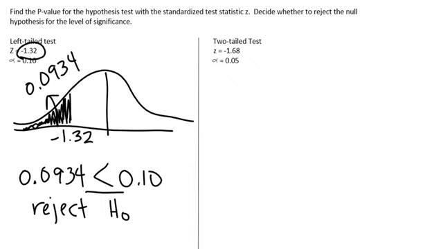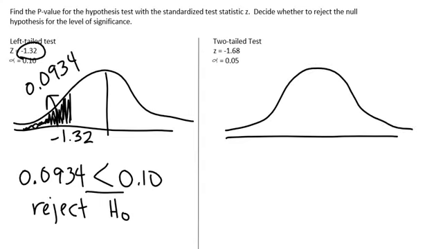We're looking at a two-tailed test. My z-value is negative 1.68 and my alpha value is 0.05. Again, let's look at a normal curve. Let's graph this real quick. So I have negative 1.68, and I'm going to shade this area right here.